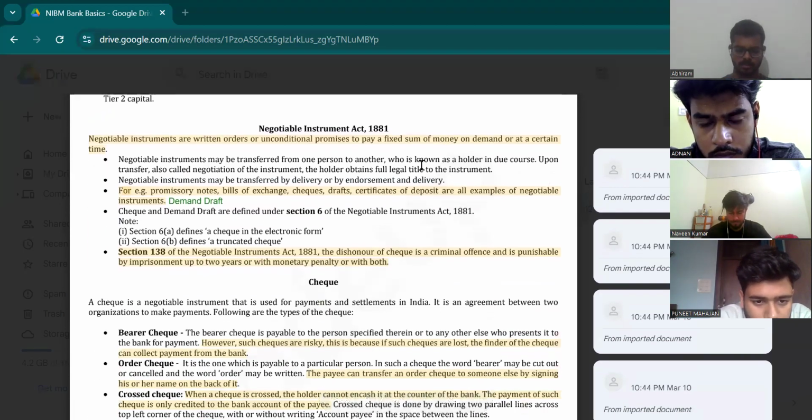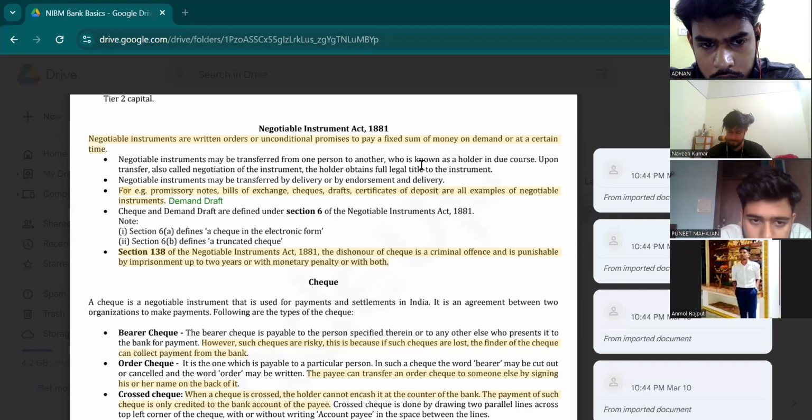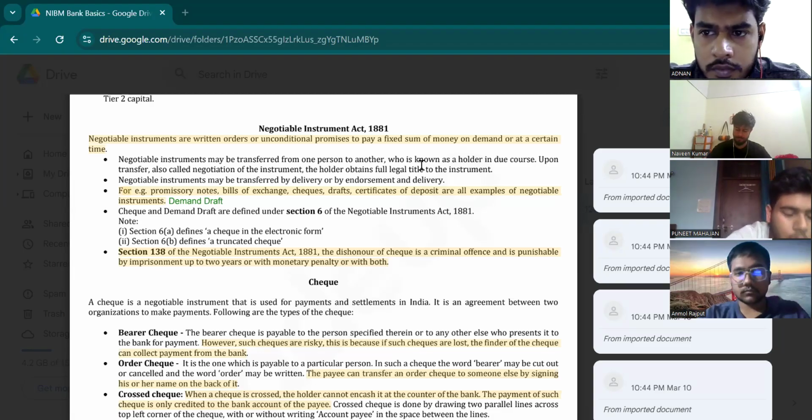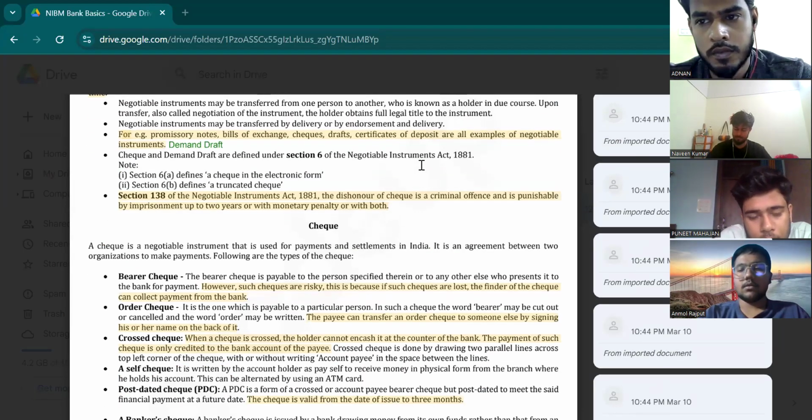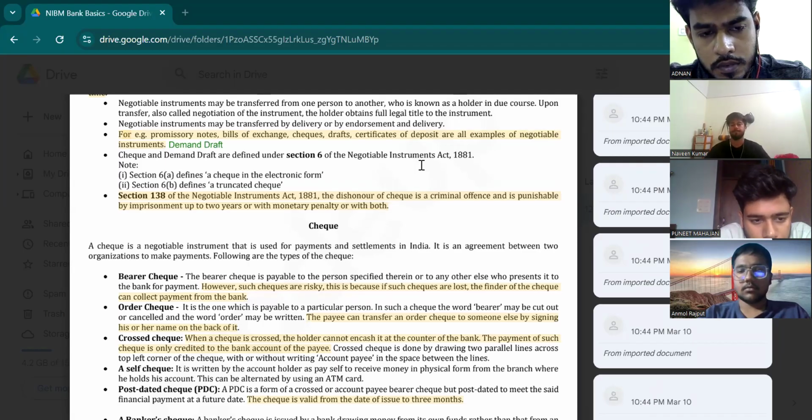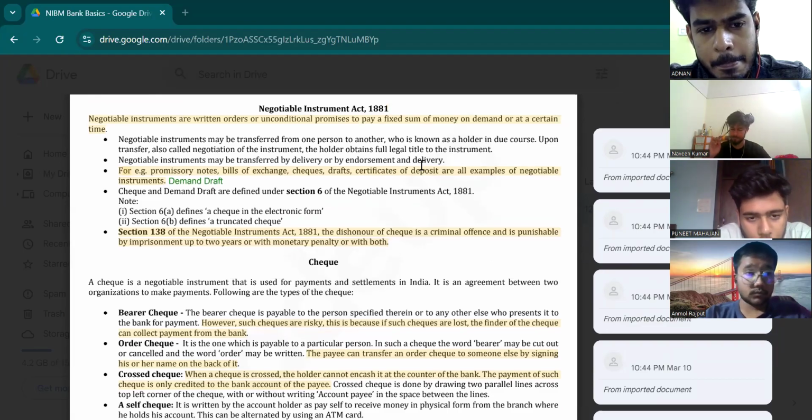Next is the Negotiable Instruments Act. Negotiable instruments means a written order or unconditional promise to pay a fixed sum of money. For a simple example, you can take the check. A check is a negotiable instrument. You just write on the check, pay this person a fixed sum of money, and sign on the check. So whoever holds the check presents it to the bank, it will be cleared, and that money is given to that person.